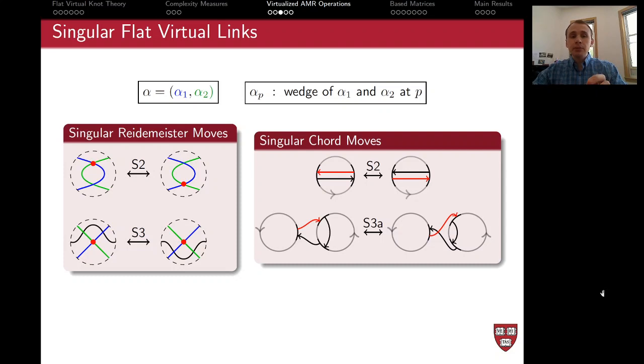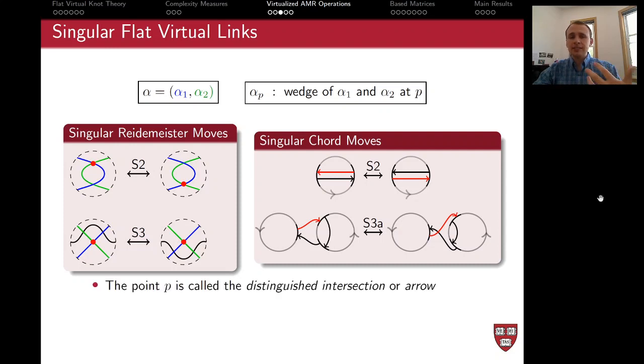The singular type 2 move allows you to move this distinguished point, this wedge point, across a bigon, or you can move a strand across the distinguished point. There's no harm in doing that. On the level of chord diagrams, this means you're switching which arrow is distinguished. So from here, we're going red being the top arrow to the bottom. And then for the type 3 move, you get the same sort of operation.